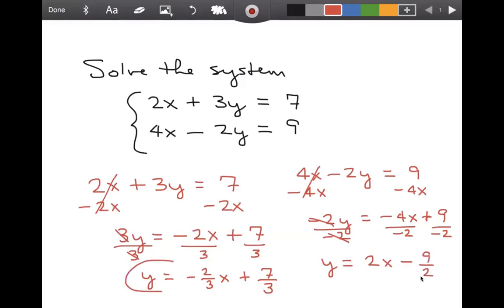So this is my first equation solved for y. This is my second equation solved for y. So now what I'm going to do is set negative 2/3 x plus 7/3 equal to 2x minus 9 halves. So that's negative 2/3 x plus 7/3 equals 2x minus 9 halves.